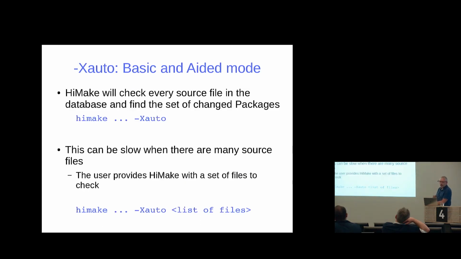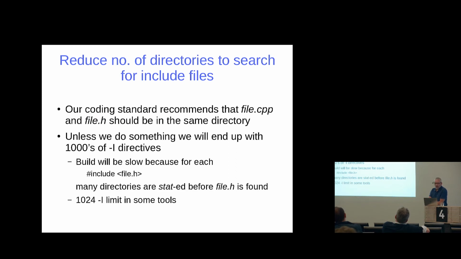So this Xauto mode has two modes. The basic one, where HiMake will check each and every source file in this index in the database, and then find a set of changed packages. And that is easy for the user, but sometimes that can be too slow when there are many, many source files. So in that case, the user can provide HiMake with a set of files to check. So you could query the version control system or query the IDE or whatever to produce that list. Then it will just check those files and update those files later on.